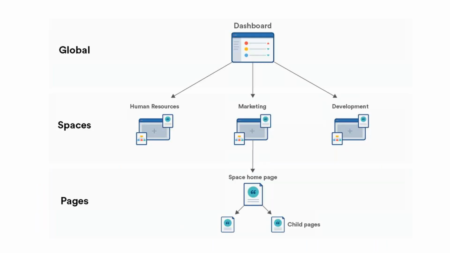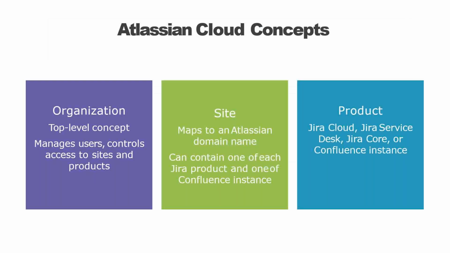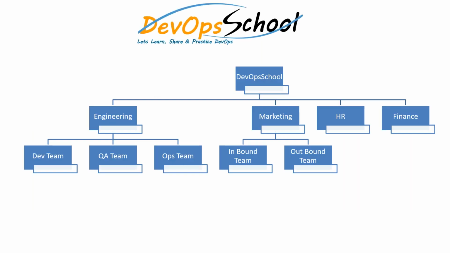So here at the global level, the site level, you get multiple spaces, and inside the spaces you have multiple pages, and each page may have multiple child pages. That's how we use Confluence. Are you understanding now? All of you?